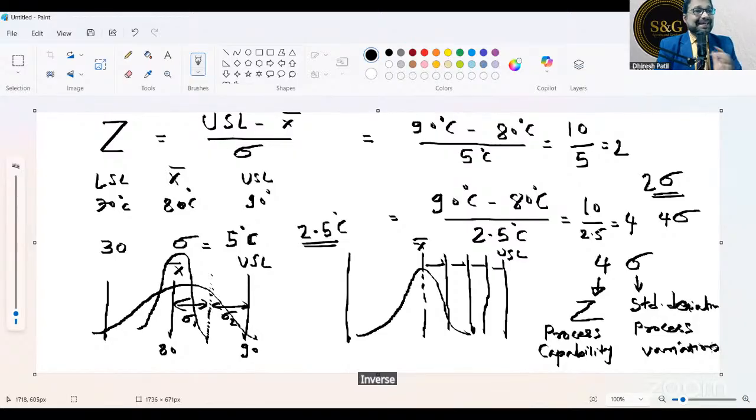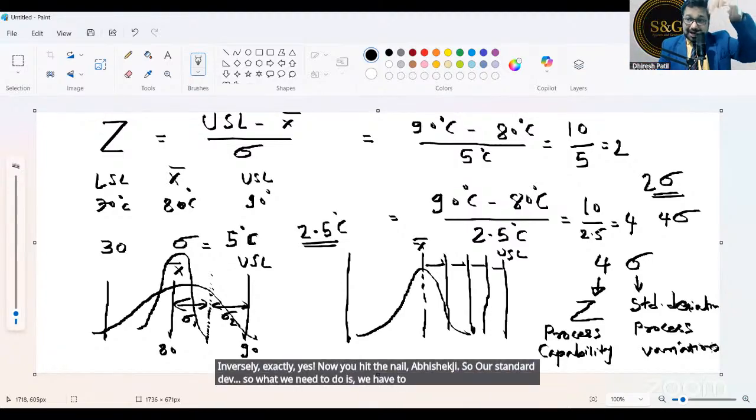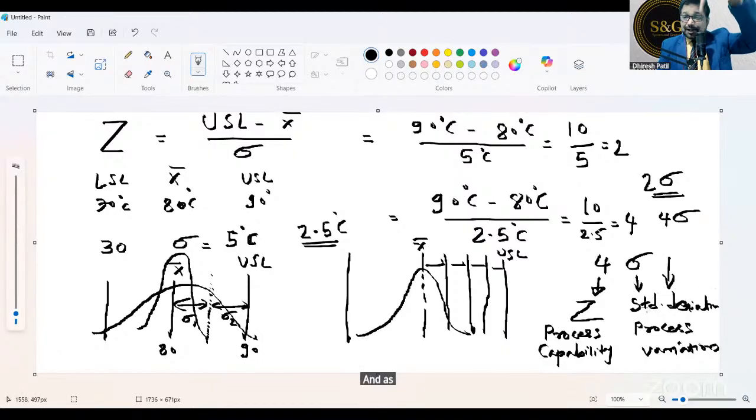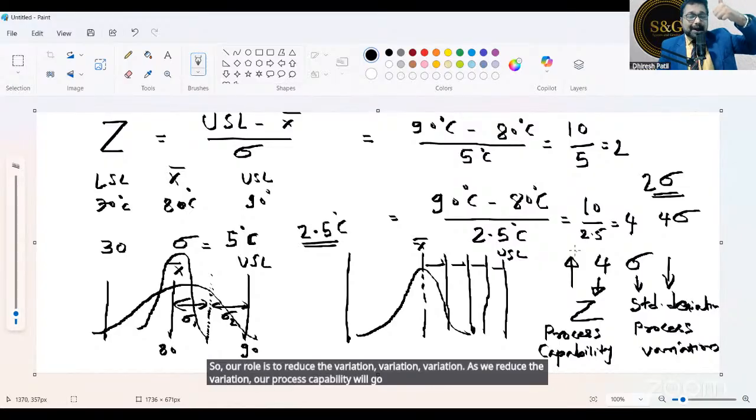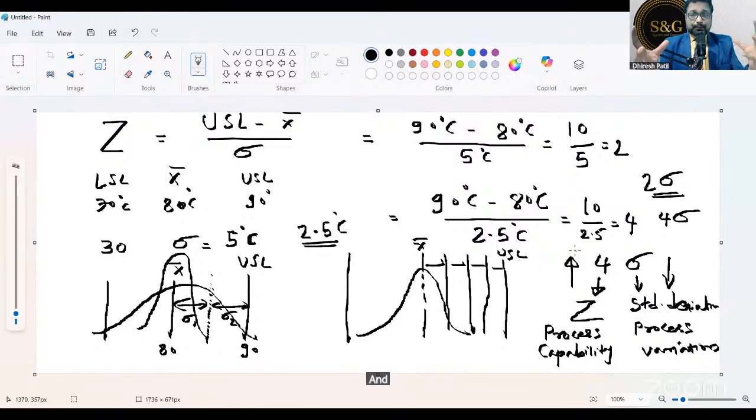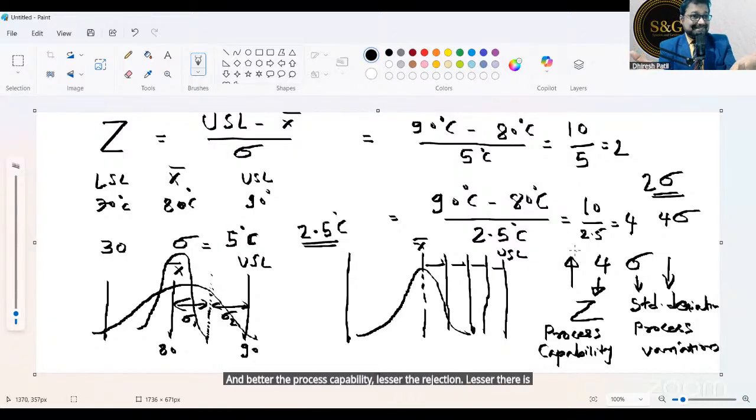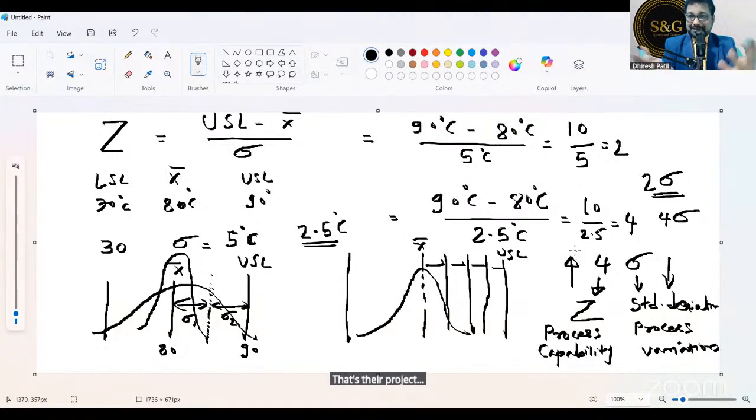Inversely, exactly. Yes. Now you hit the nail, Abhishek ji. So what we need to do is reduce our sigma, the standard deviation. Isko kam karna hai. And as the standard deviation goes down, our sigma value will go up naturally. So our role is to reduce the variation. As we reduce the variation, our process capability will go up, and up. And better the process capability, lesser the rejection, lesser the losses. That's the project. That's the profit for the company.